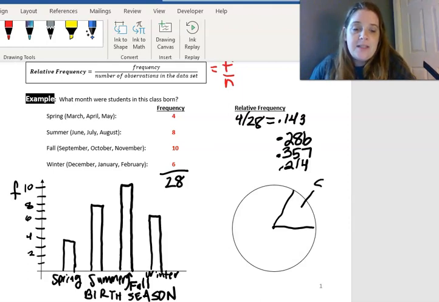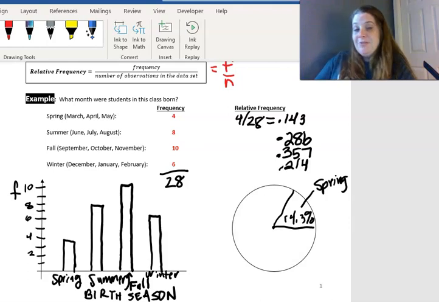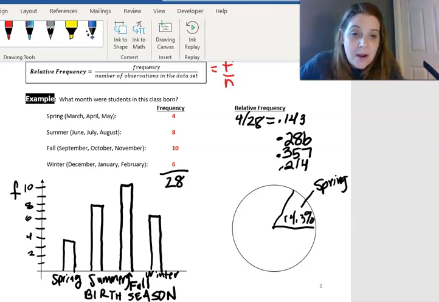I'm going to label this as spring, and I'm going to note that it is 14.3%. Okay, 0.286 times 360 degrees. I'm looking for something that's 102, so I'm going to think right angle plus a little bit more.